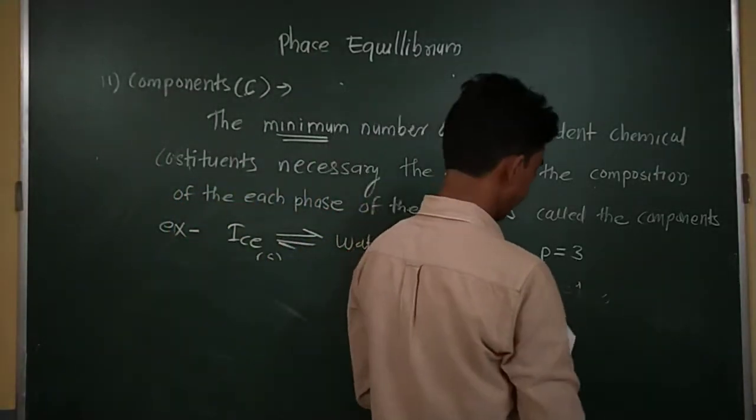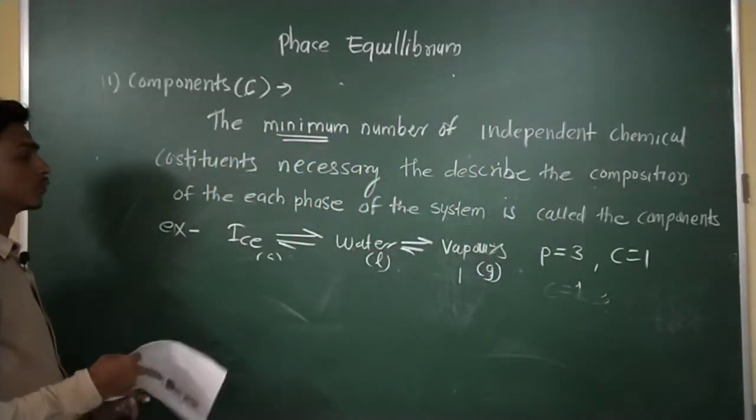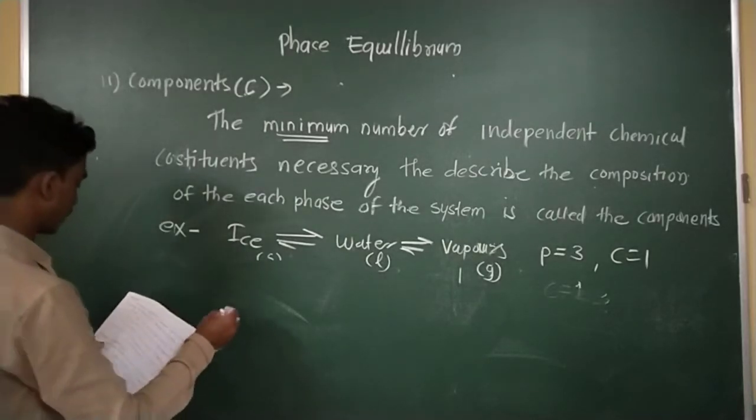Number of C is what? 1. You have to write all these things in your notebook. So this is the first example. Next example is what?